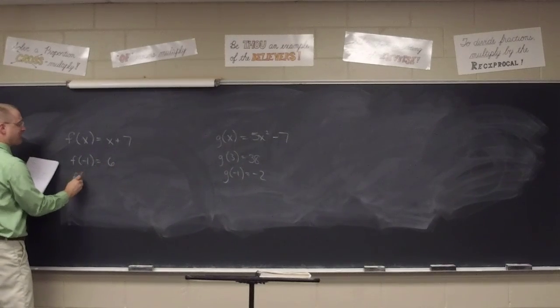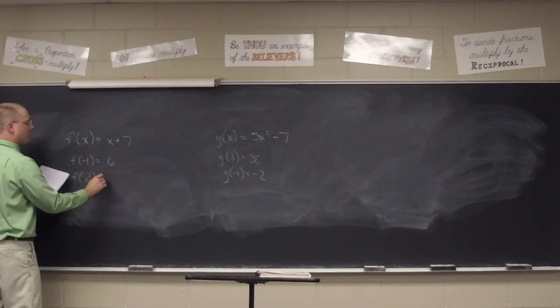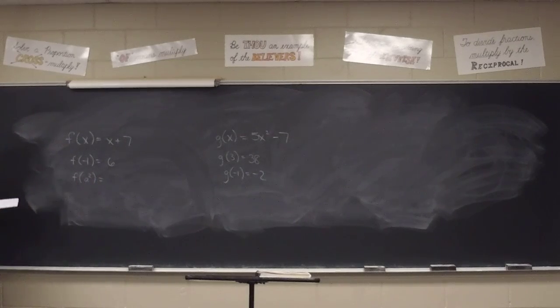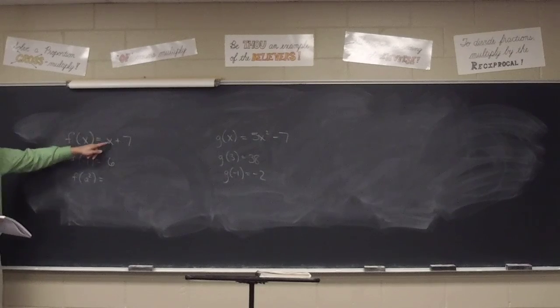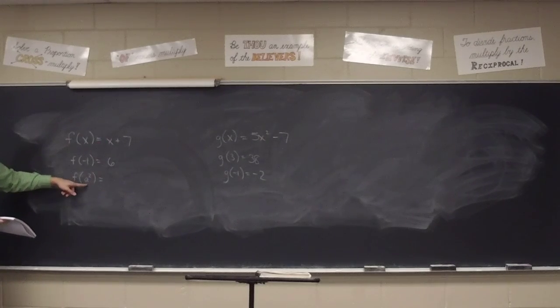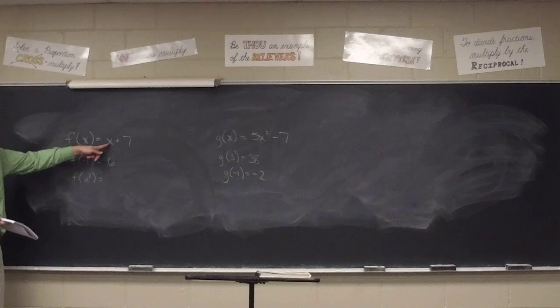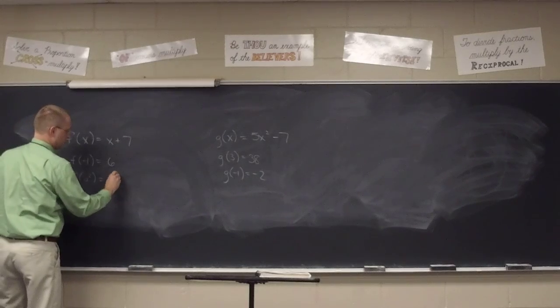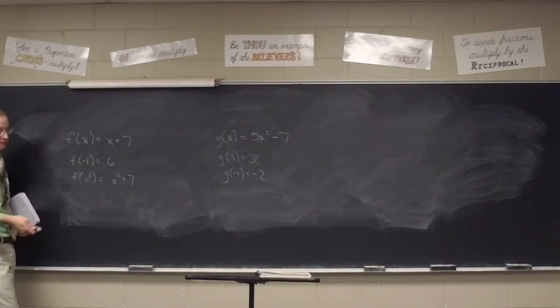What if I said find f of a squared? Well, what did I do with the negative 1, class? Plugged it in for x. What should I do with the a squared? Plug it in for x. What do I get? A squared plus 7. Can't do anything with it, but there we go.